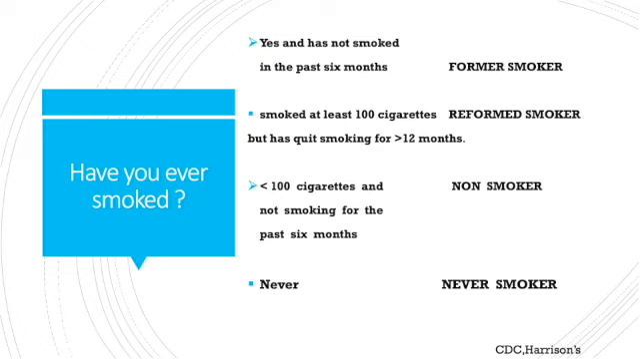For the terms former smoker and reformed smoker, it means it's been around a year that he has quit smoking. But again, this criterion of 100 cigarettes is in the definition. For a former smoker, if he's in the process of quitting and it's been around 6 months that he hasn't smoked, you can call him a former smoker.